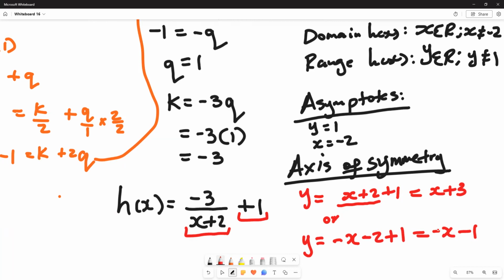And then, ladies and gents, I also expect you to know how to do sketching. I expect you to know how to do x and y intercepts and many more, right?